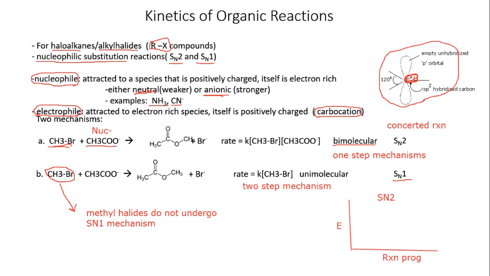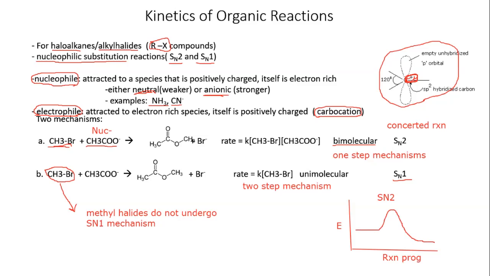It would look something like this. So it's a one-step mechanism, and the one step is the rate determining step. So that's what the energy diagram of an SN2 reaction would look like. Now, generally, substitution reactions are exothermic, and we'll get into that in just a little bit.